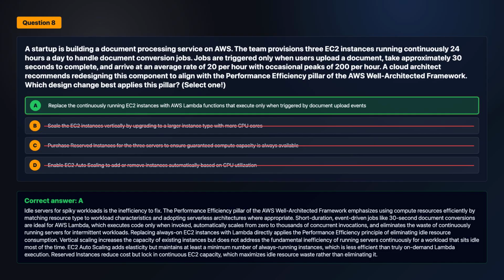Vertical scaling increases the capacity of existing instances, but does not address the fundamental inefficiency of running servers continuously for a workload that sits idle most of the time. EC2 Auto Scaling adds elasticity, but maintains at least a minimum number of always-running instances, which is less efficient than truly on-demand Lambda execution. Reserved instances reduce cost but lock in continuous EC2 capacity, which maximizes idle resource waste rather than eliminating it.